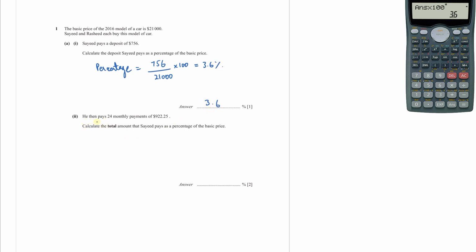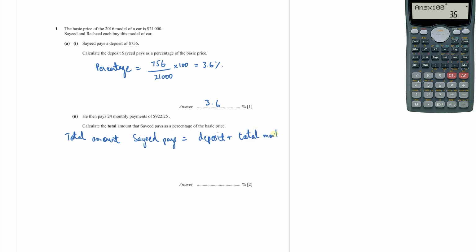The next part is he then pays 24 monthly payments of $922.25. Calculate the total amount that Saeed pays as a percentage of the basic price. So first we need to find the total amount that he pays, then we will calculate the percentage. So the total amount Saeed pays is equal to the deposit that he initially put down plus the total of monthly payments.